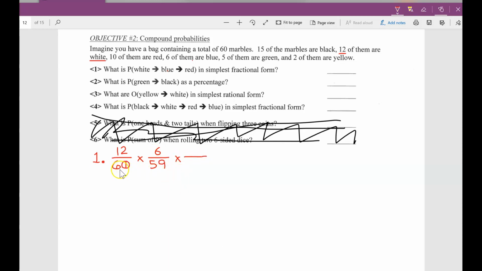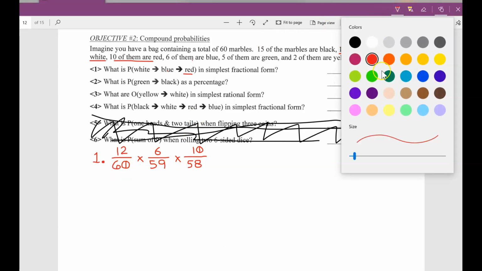Put our multiplication sign. We've now removed a white marble on the first draw and a blue marble on the second draw. We don't put them back in. So how many marbles are left for our third draw? We now only have 58 marbles left. And how many of those 58 are red? 10 of them are red. Notice if you compare this to yesterday, the top numbers are the same, but these bottom numbers are different. And that's going to change our calculation pretty drastically.